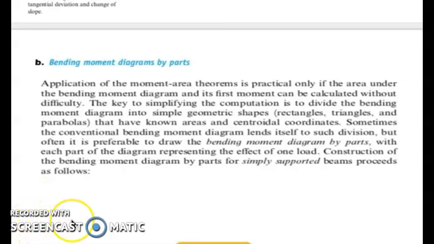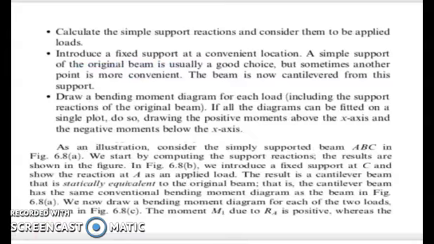So the construction of the bending moment diagram by parts for simply supported beams proceeds as follows. Here is our procedure. First calculate the simple support reactions and consider them to be applied loads. Then introduce a fixed support at a convenient location. A simple support of the original beam is usually a good choice, but sometimes another point is more convenient. So the beam is now cantilevered from this support. Then draw the bending moment diagram for each load, including the support reactions of the original beam. If all the diagrams can be fitted to a single plot, do so, drawing the positive moment above the x-axis and negative moments below the x-axis.